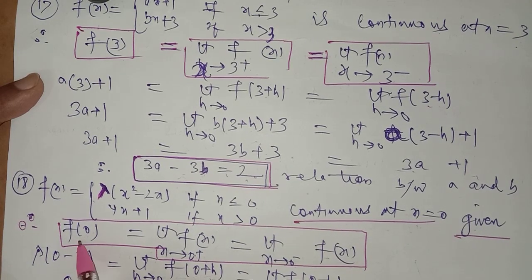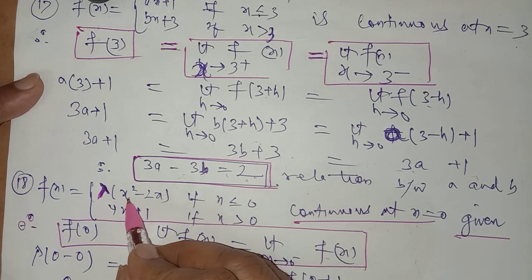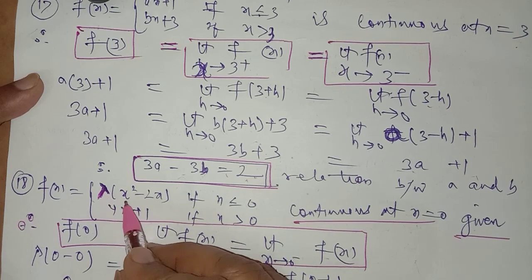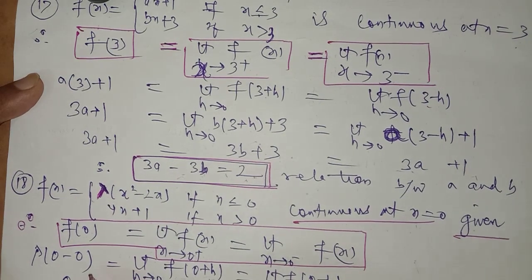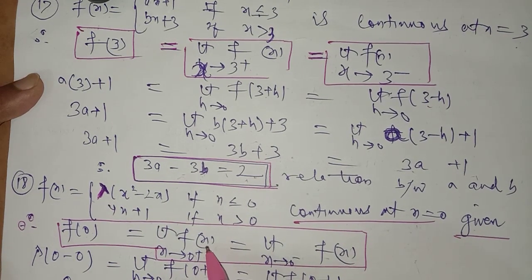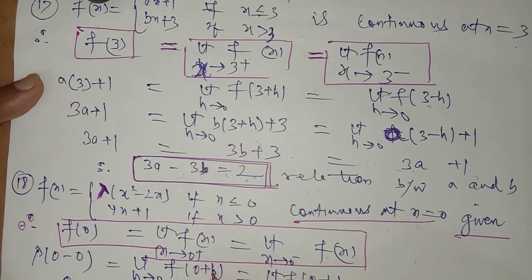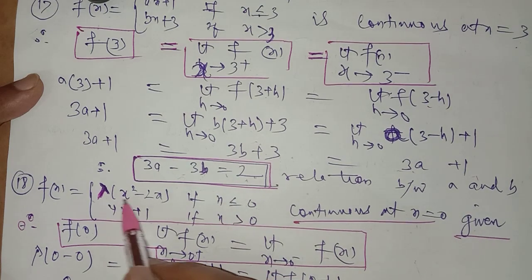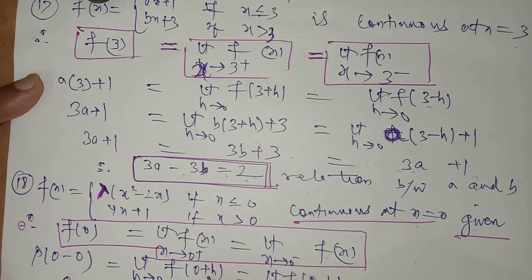Now f(0), meaning x equal to 0, so we'll use this function. So f(0) will become λ(0² − 2·0), this. Now for the right hand limit at 0, we let x equal to 0 plus h. For the left hand limit at 0, we let x equal to 0 minus h. Now 0 minus h will be less than 0, so we'll use this function. 0 plus h is greater than 0, so we'll use this function.